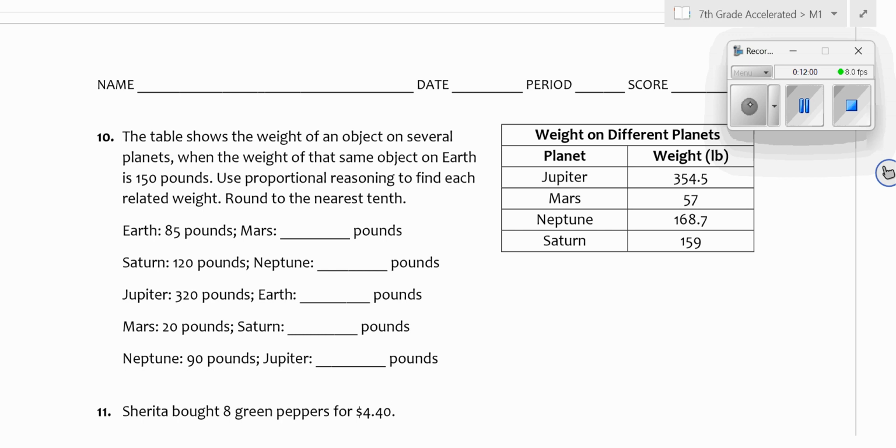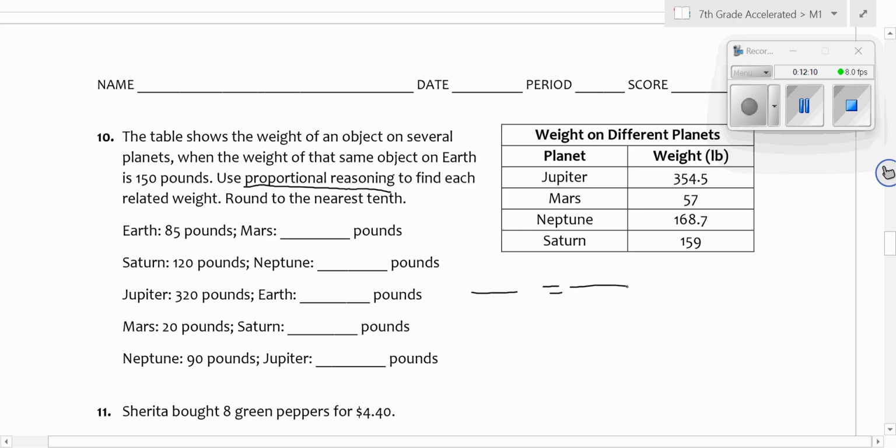Number 10 seems confusing at first, but we're using proportional reasoning. So that means we can set up equal ratios. Or if we have equal ratios, there's a special name for that type of equation. It's called a proportion. So we can set up proportions. This first proportion, we're going to do Earth compared to Mars. So E compared to M.